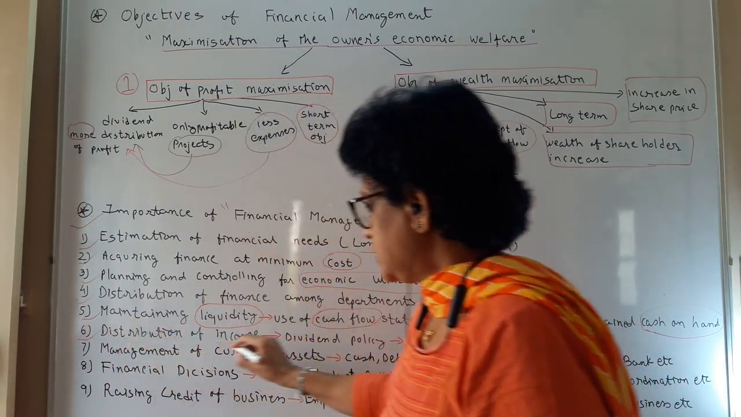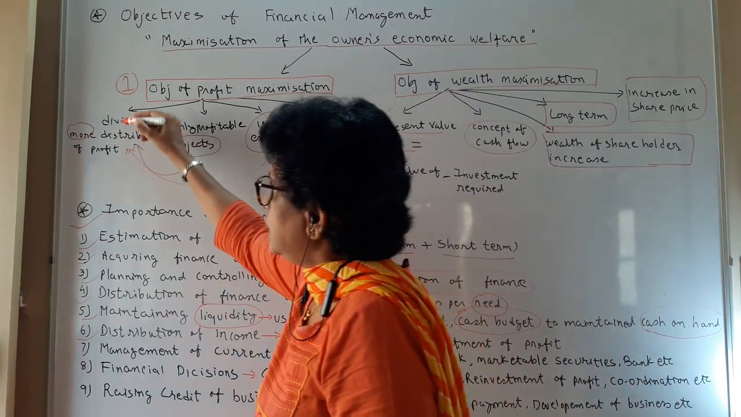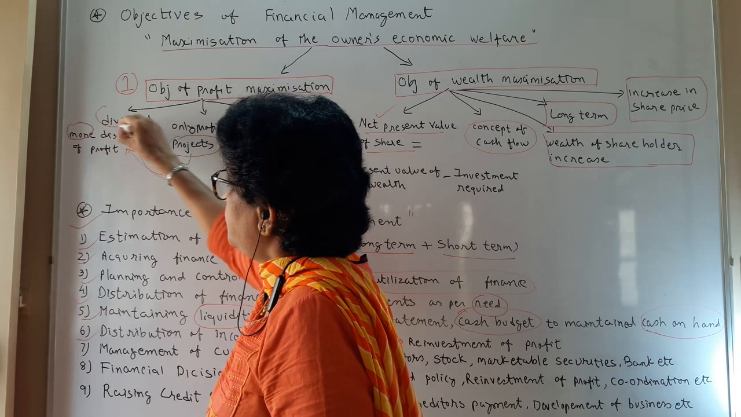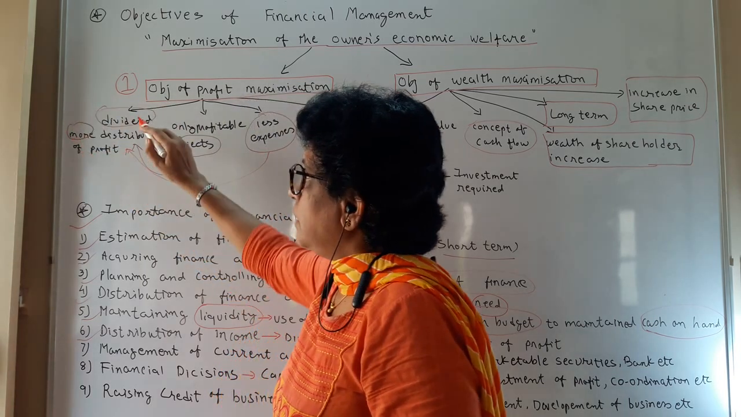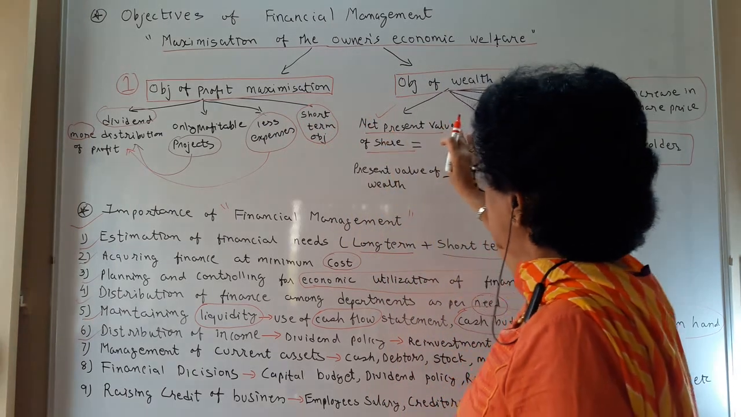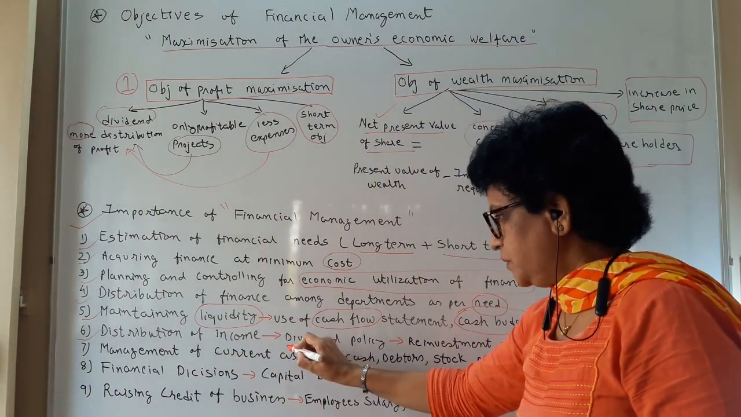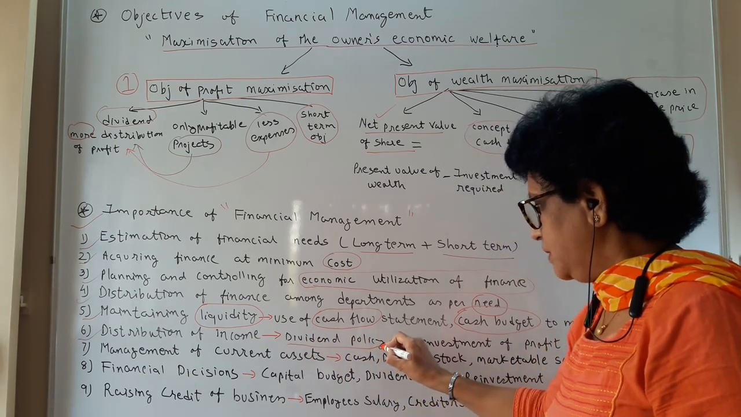Next is distribution of income. After hard work you have earned profit. That profit is to be distributed as a dividend, as well as you have to keep some for the future also. So the distribution of income is to be done with a proper dividend policy.